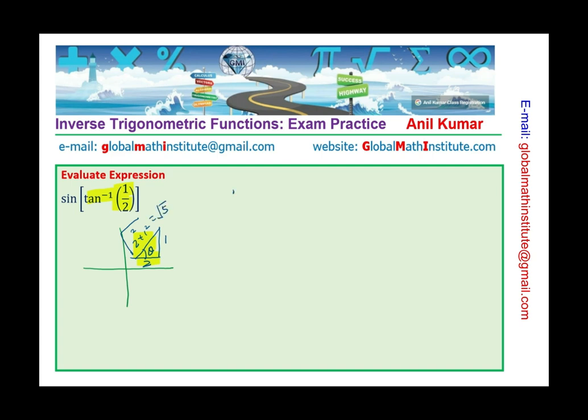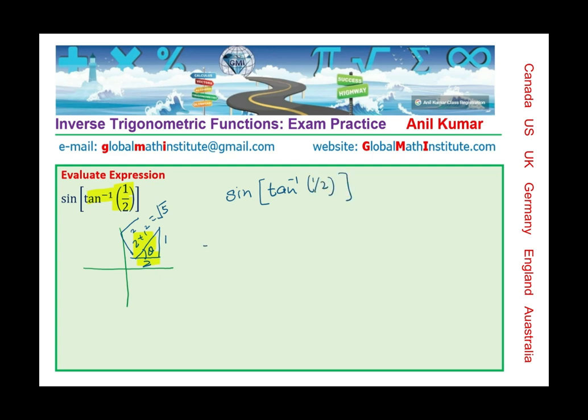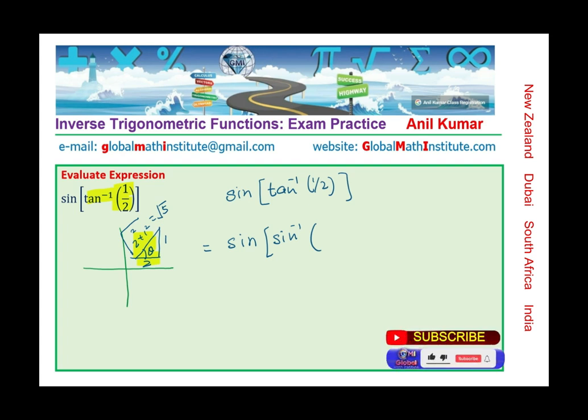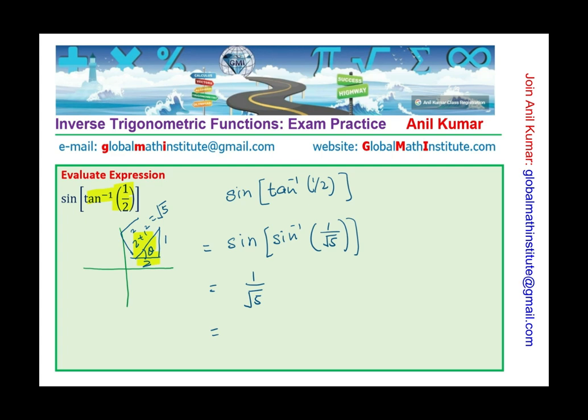So now this particular function, sine of tan inverse half, can be written as sine of sine inverse of what? That is the whole thing, right? So sine will be opposite over hypotenuse, so it will be 1 over square root 5. And therefore, the answer will be 1 over square root 5. Some of you will write this, after rationalization, as square root 5 over 5. Makes sense. So that becomes the complete solution for the given expression.